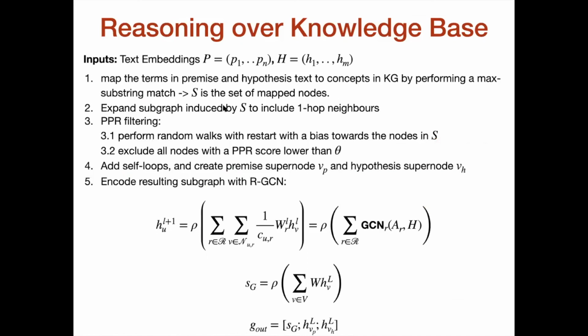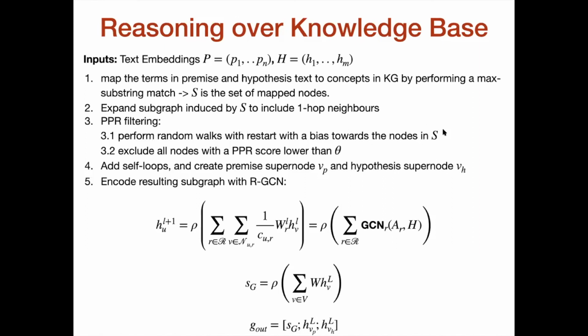Now we expand the subgraph induced by S to include one-hop neighbors. And we then perform a filtering based on personalized PageRank. So personalized PageRank, if you don't know it, it's a type of random walk with restart that assigns a score to each node. And this score indicates the probability of ending up in, or passing through, a node while performing a given random walk with restart. In particular, it is personalized, which means that the restart is biased towards the nodes in S.